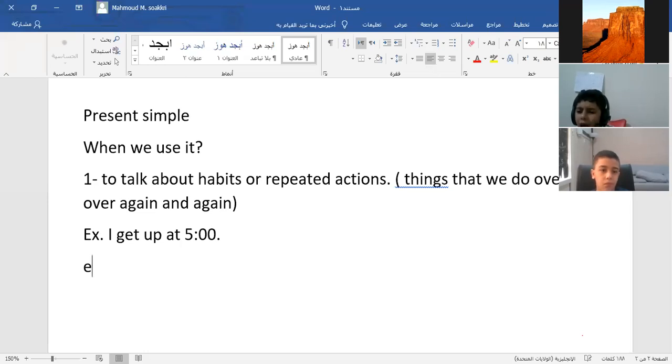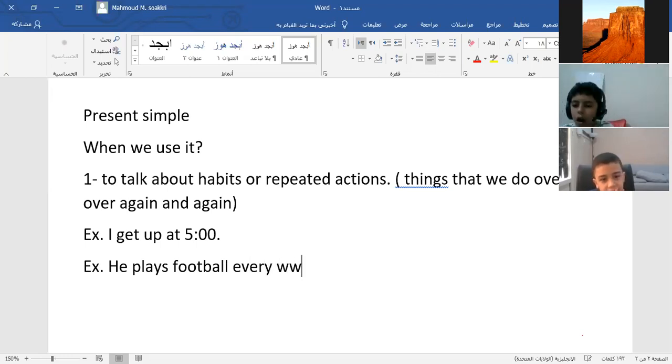Let's have another example. He plays football every week. It means that he goes to play football every week and he repeats this again and again. Okay? What else? We use present simple to talk about facts.